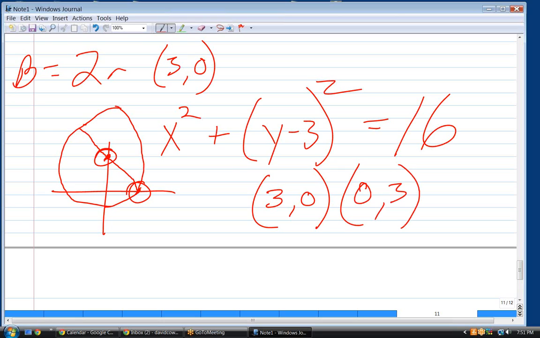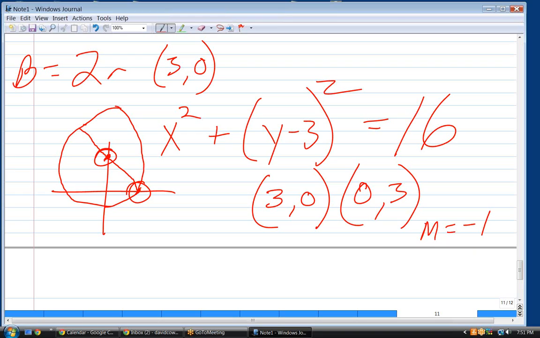The first thing to do to figure out the equation of the line is to calculate its slope. It would be m equals negative 1 over 3? It's negative 3 over 3. Oh, negative 3 over 3. So negative 1.